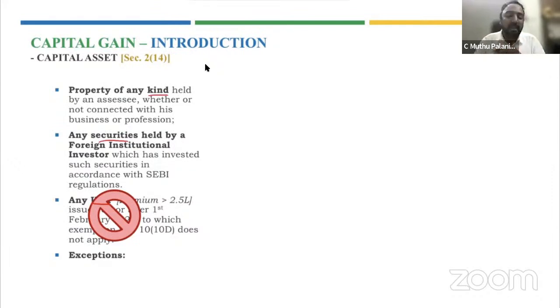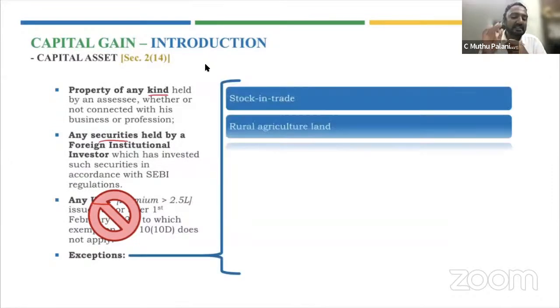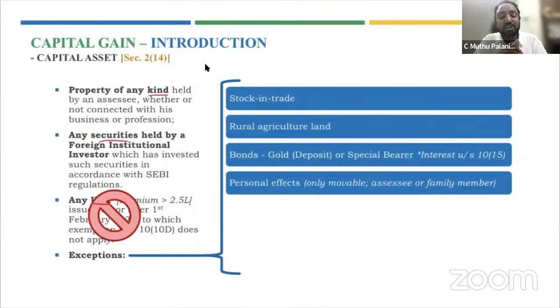But when you talk about capital asset, we need to understand that certain assets are not capital assets. Stock in trade is not a capital asset. Rural agriculture land is not a capital asset. Gold bonds or special bearer bonds are not capital assets. And similarly, any personal assets that are movable are also not capital assets.